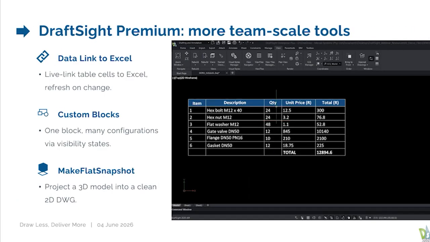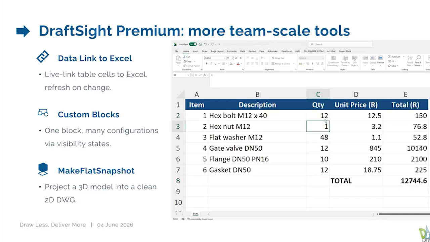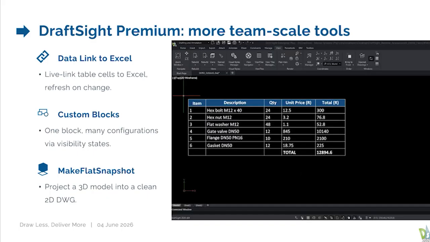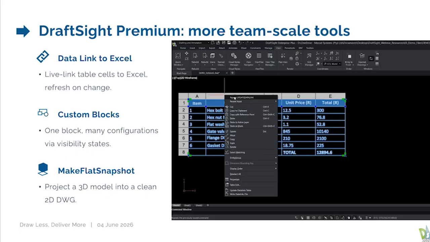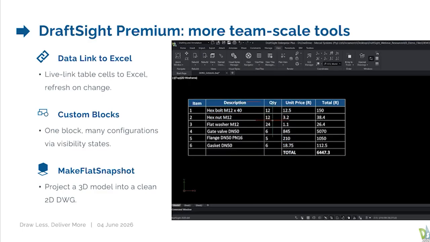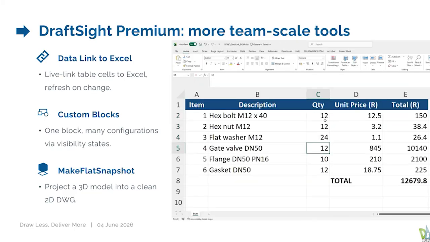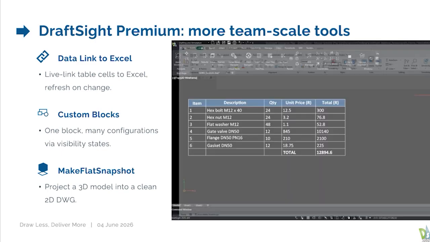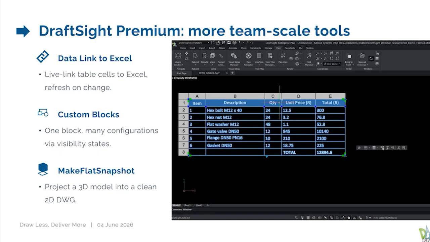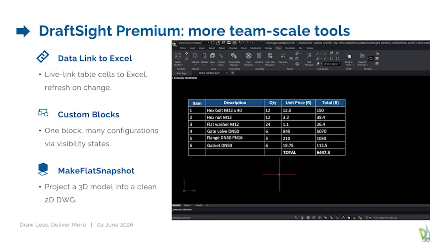Okay, the next one is DraftSight Premium, with some more team-scale tools. You can link data to an Excel sheet. Basically, inside DraftSight, once you type data link, it's going to ask you to find the Excel sheet that you want. You click on the Excel sheet, and then it will link that data into the drawing environment, as you can see over here. So any changes you make inside the Excel sheet will update automatically inside the drawing.